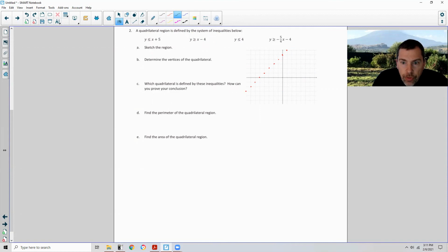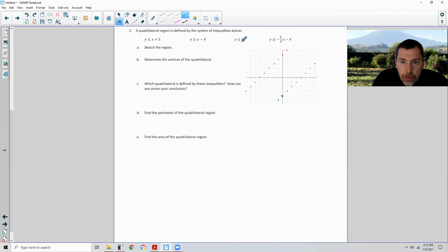Negative 4 is the y-intercept. Slope of 1 again. Up 1 over 1, up 1 over 1, up 1 over 1, and so on. So there's the green one. Red and green lines are parallel because they have the same slope, different y-intercept.